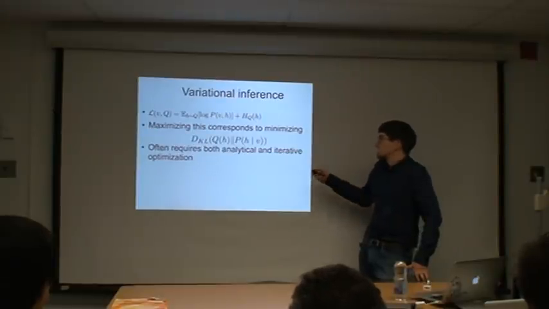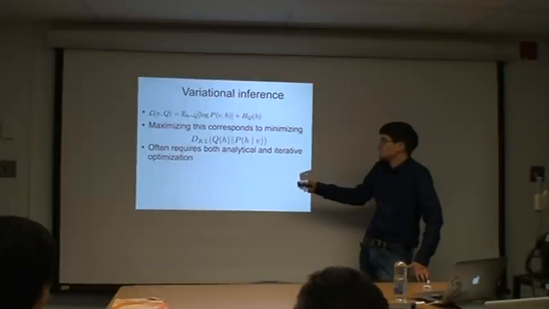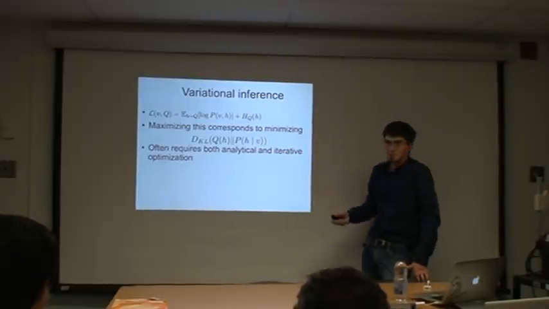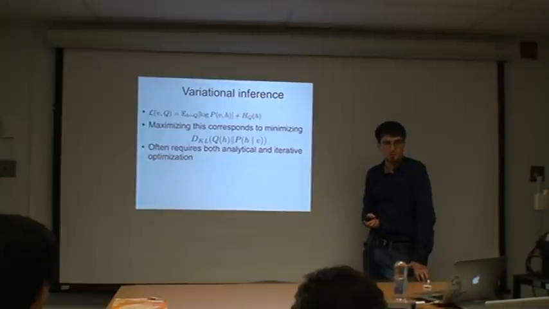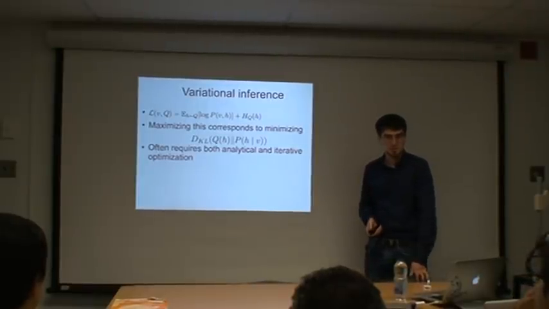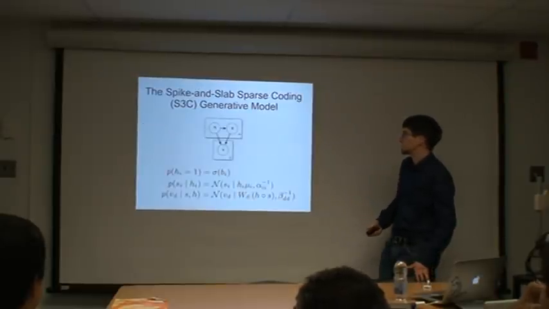The way that we actually carry out this search for the best Q is by minimizing the KL divergence between Q and the true probability distribution. Doing this requires both analytical and iterative optimization. What I mean by that is we can use the Euler-Lagrange equations to solve for what kind of function you need to represent the probability distribution. But that function is still going to have some parameters on it. And those parameters need to be found by an iterative search. That iterative search can often be very expensive. So what we approached in this paper was a better way of doing that iterative search.